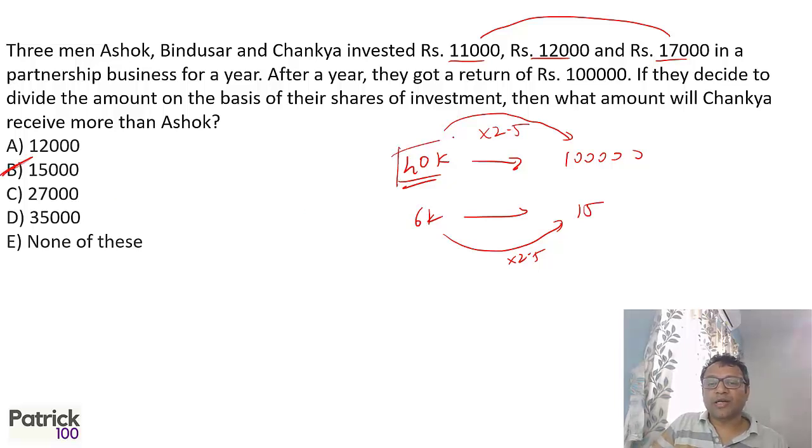Right? Total investment 40,000 stands for 1 lakh profit. So 6,000 will stand for how much profit? Into 2.5 times, which will give you 15,000.